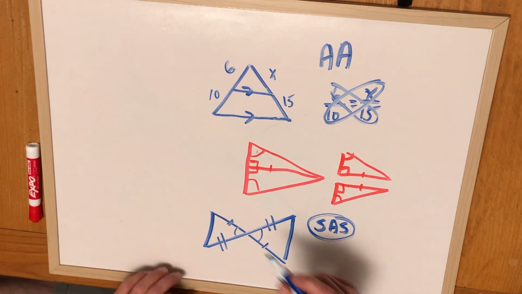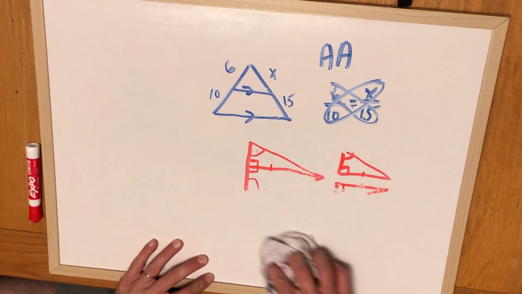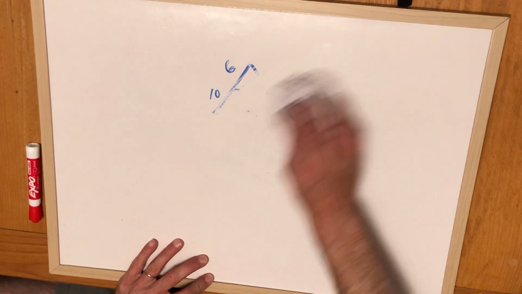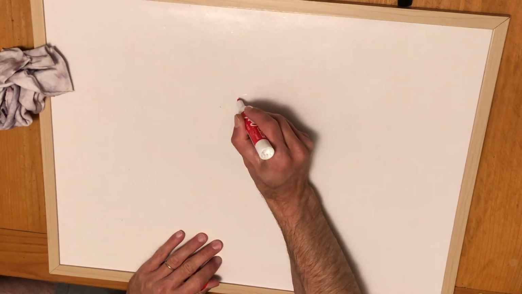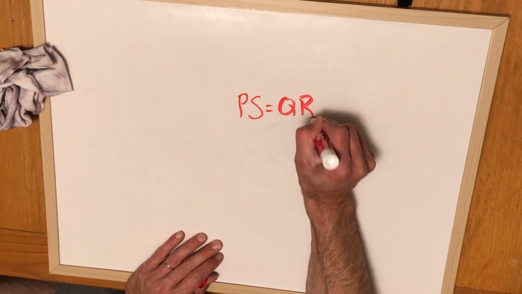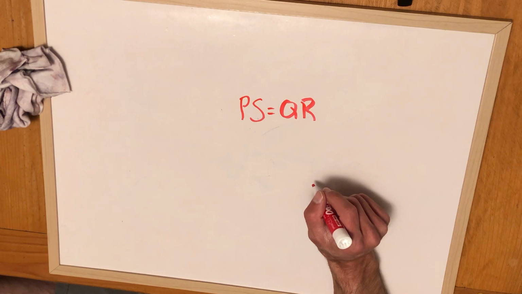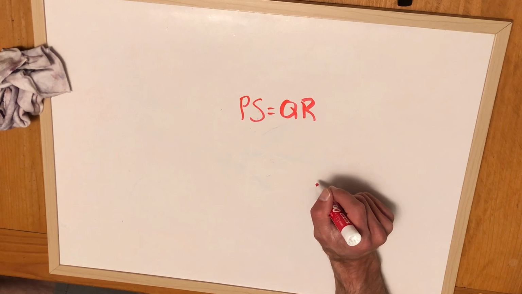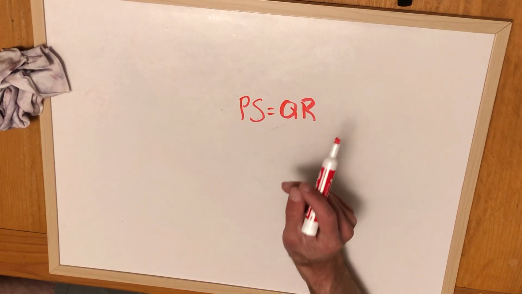Okay, so for number 5, I know that those two are equal fractions. So since they're equal fractions, I can cross multiply, and I could say P times S equals Q times R. Which of the following is not true is D. PR would not equal SQ, because PS equals QR. All of the other ones are true.